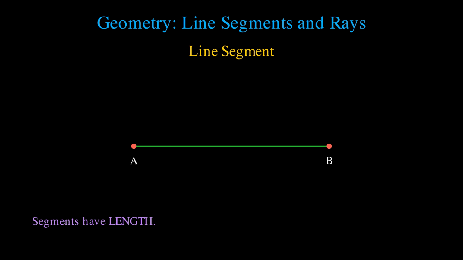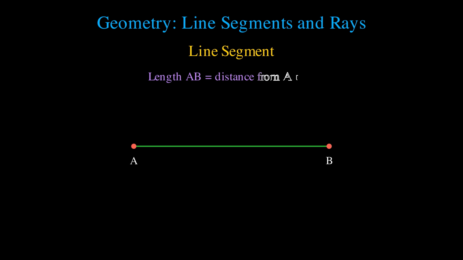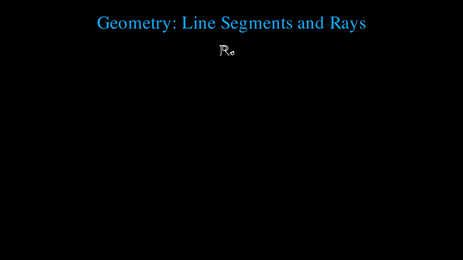Another important idea is that segments have length. We can measure how far point A is from point B, and that distance is called the length of the segment. So remember, a segment is a piece of a line with two endpoints and a measurable length.